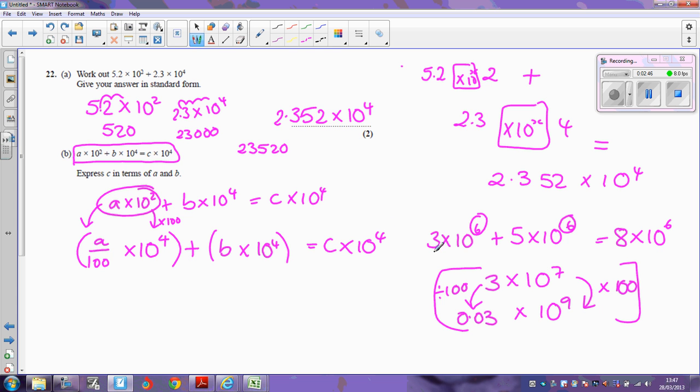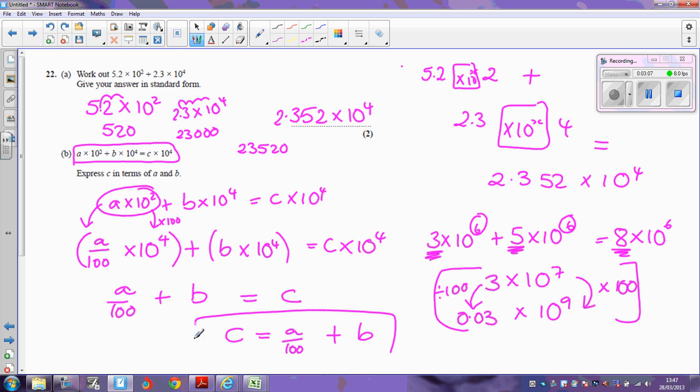Now again, if I go back to over here, 3 plus 5 will equal 8. So in this case, a over 100 plus b will equal c. Okay, because all of these powers are the same. So there's the relationship. So c then is equal to a over 100 plus b. And that's the final answer there.